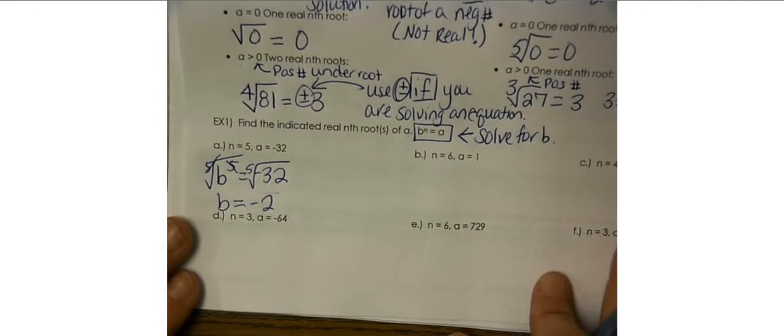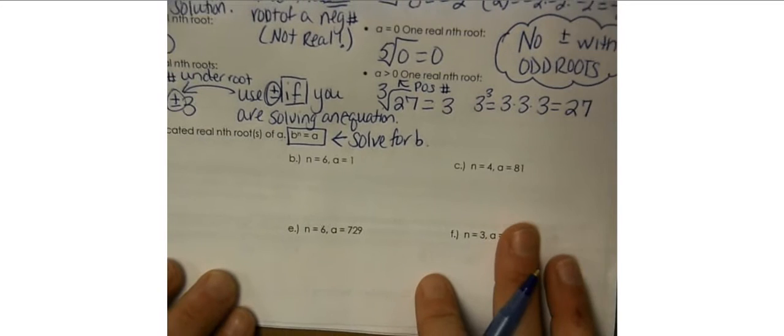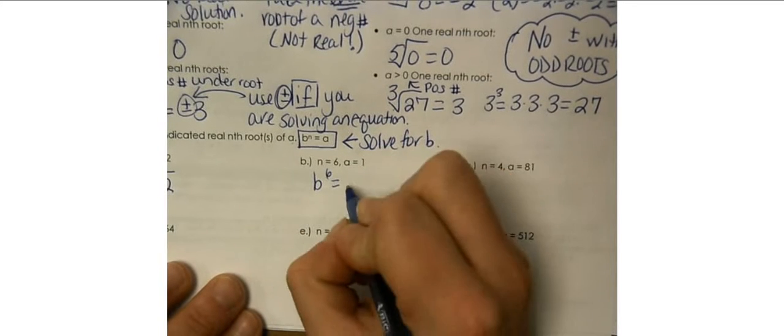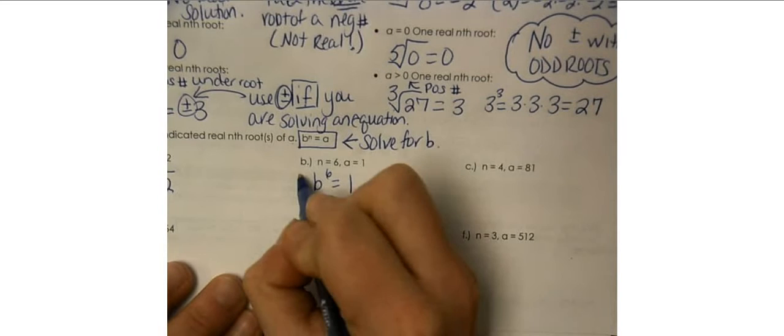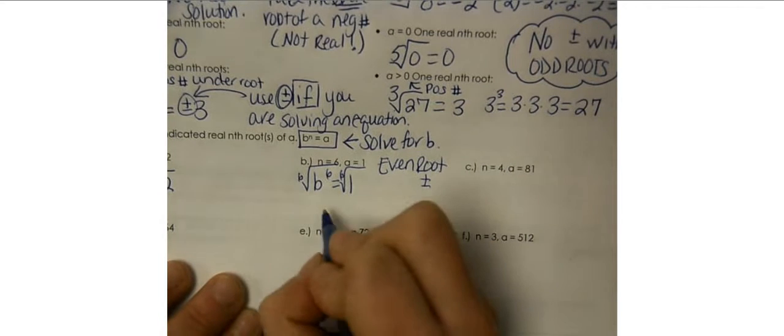For letter b, I'm going to write my equation as b to the 6th power is equal to 1. So I'm going to take the 6th root of both sides. This is an even root. And whenever you have even roots, we're going to have plus or minus in our answer. So that means b is going to equal plus or minus 1.